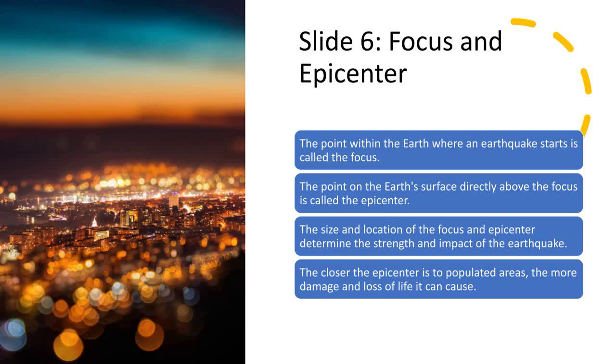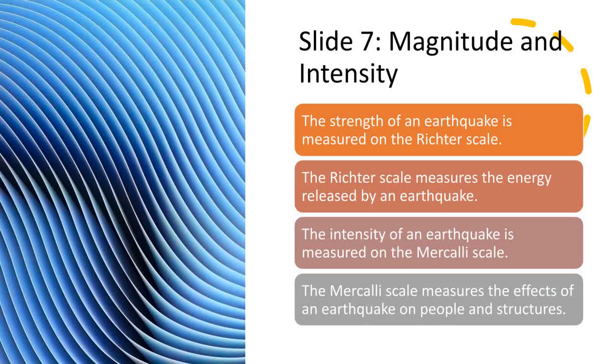Let's move on to the next slide and examine the measurement of earthquake strength. Welcome to slide 7, where we will discuss the measurement of earthquake strength. The strength of an earthquake is measured on the Richter scale, named after seismologist Charles Richter. The Richter scale measures the amount of energy released by an earthquake. The scale ranges from 1 to 10, with each increase of one number representing a tenfold increase in the strength of the earthquake. However, the Richter scale is limited in that it only measures the magnitude or energy released by the earthquake and not its impact on people and structures.